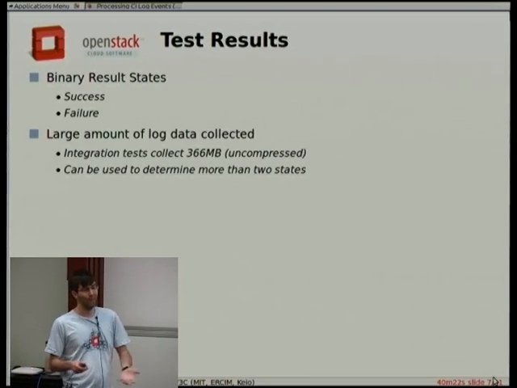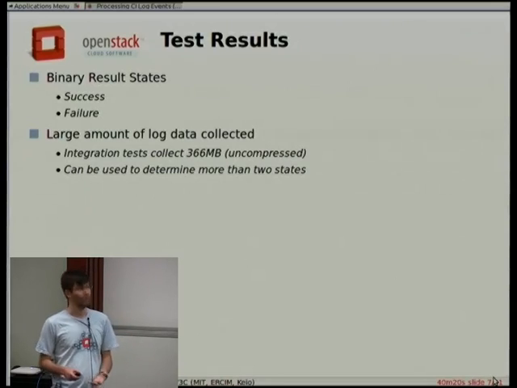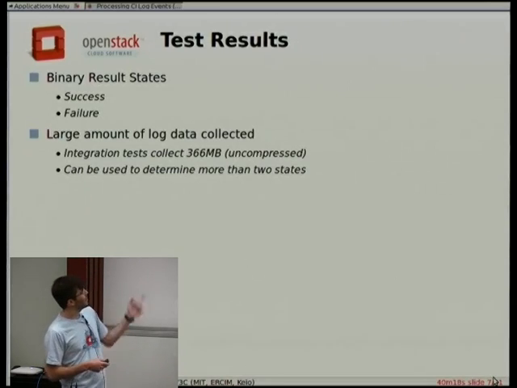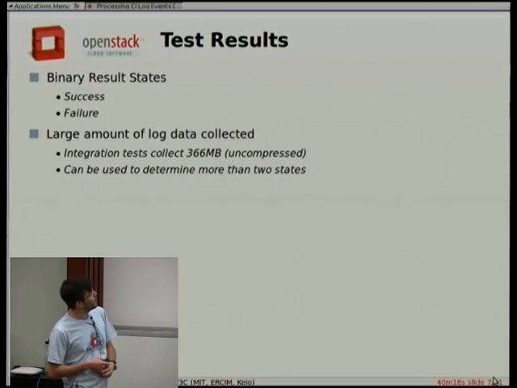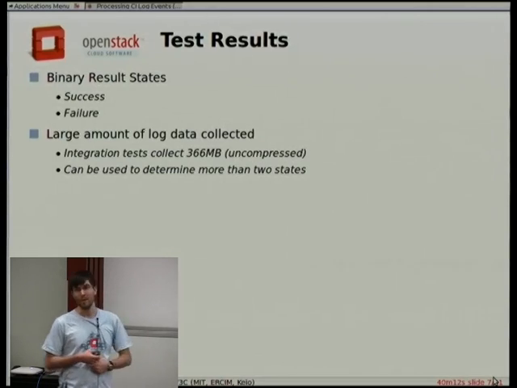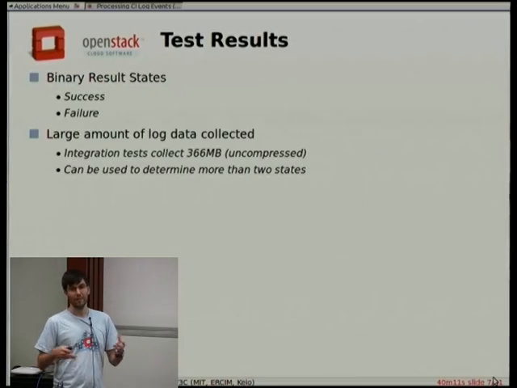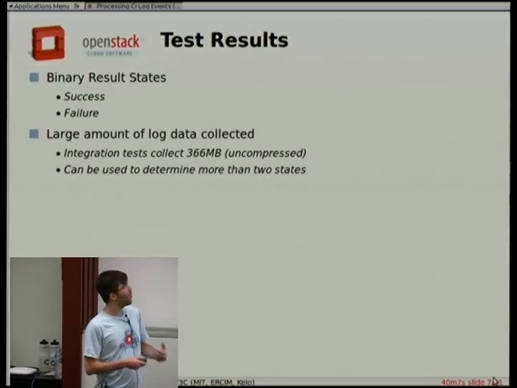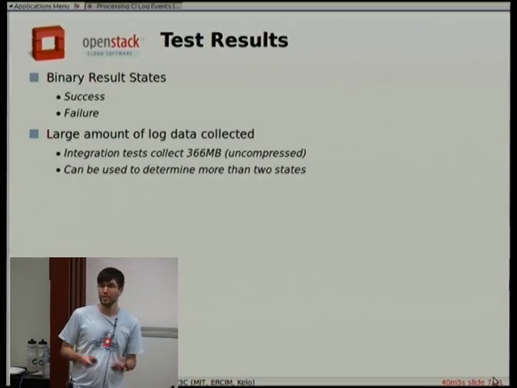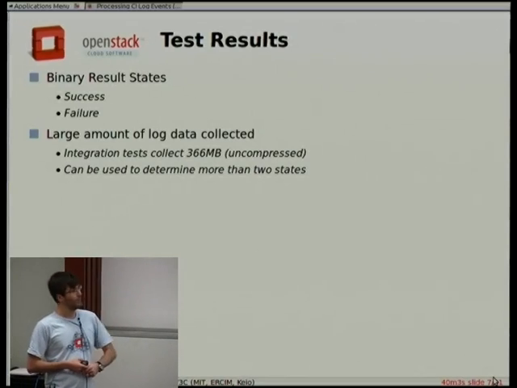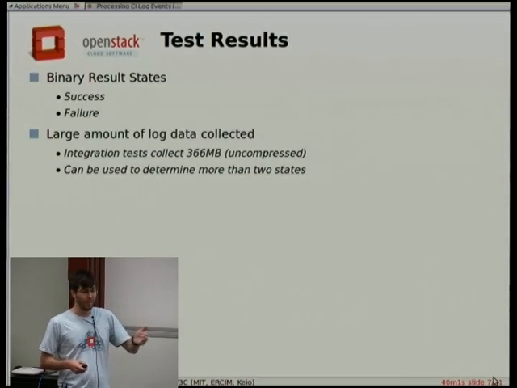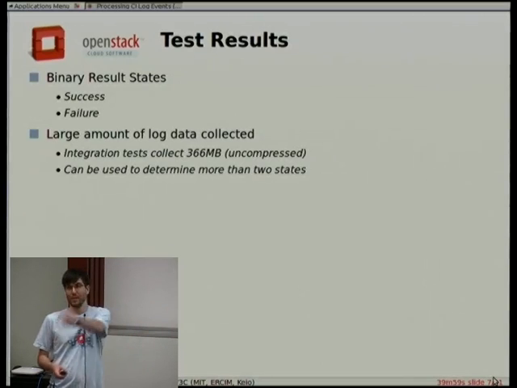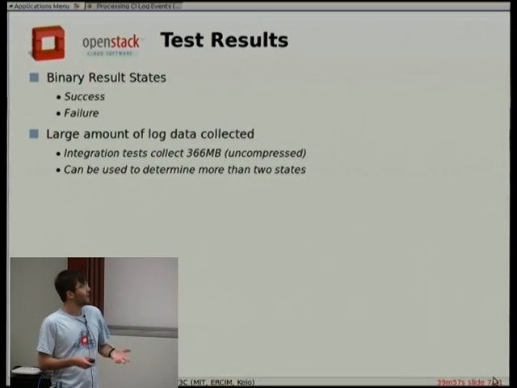But there's a lot of log data that we're generating, especially for these integration tests. Right now, this was about 2 weeks ago when I checked, we're generating about 366 megabytes of uncompressed log data from every integration test. And from that, we should be able to determine a lot more than just pass or fail, especially in the case of failures. We should be able to say, hey, this failed because of this bug, or this failed because of this particular known issue. We can do a lot more than just say, hey, your test failed, go fix it.